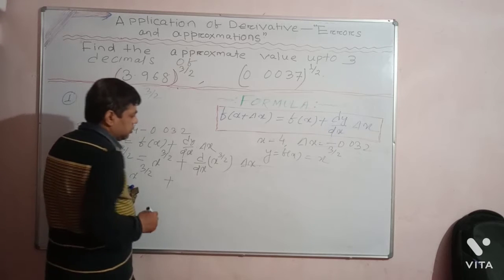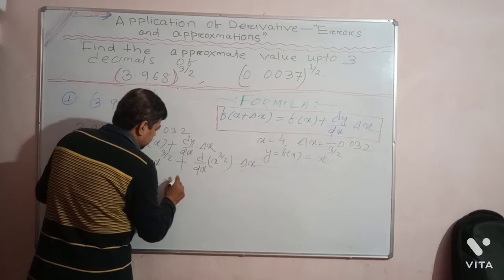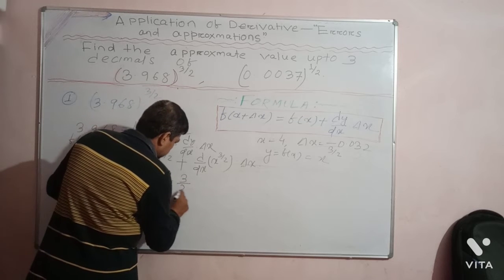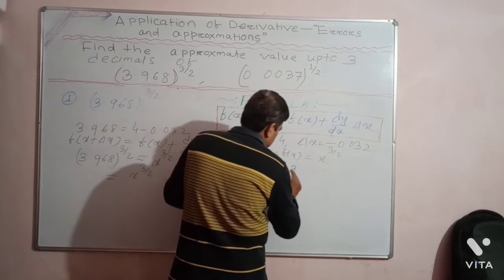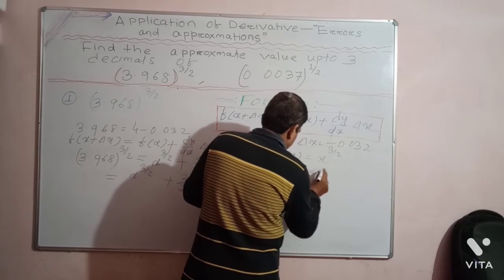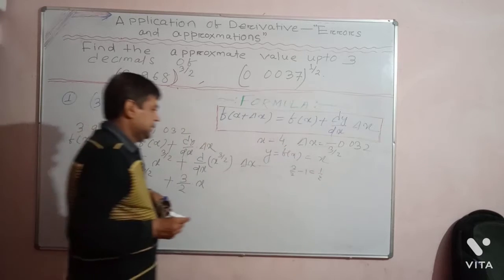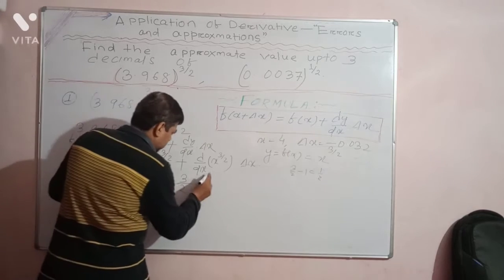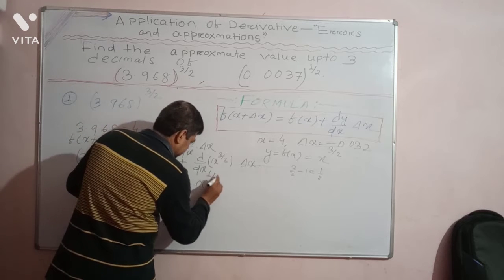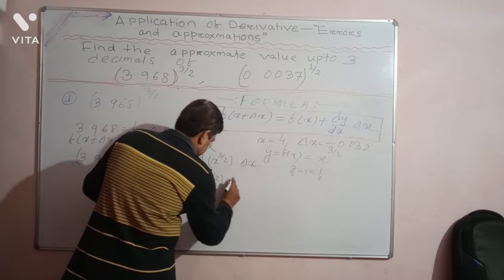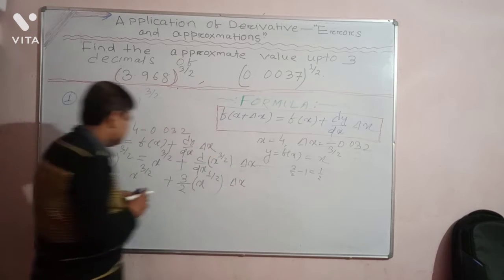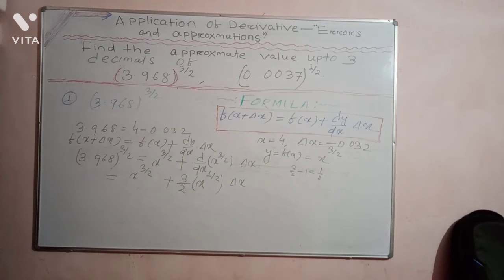The derivative of x^(3/2) is (3/2)·x^(3/2 − 1). 3/2 minus 1 is (3 − 2)/2, which is 1/2. Yes or no? The power is 1/2. Is it right? Okay, and Δx.